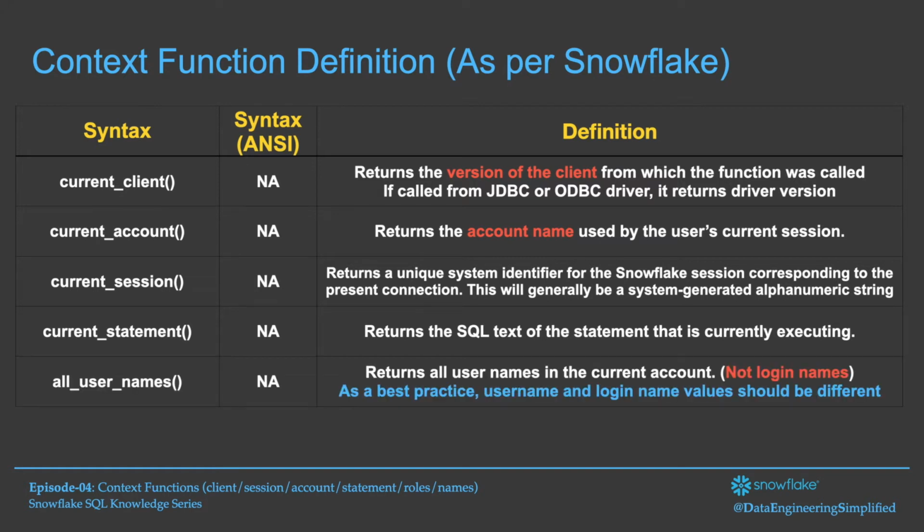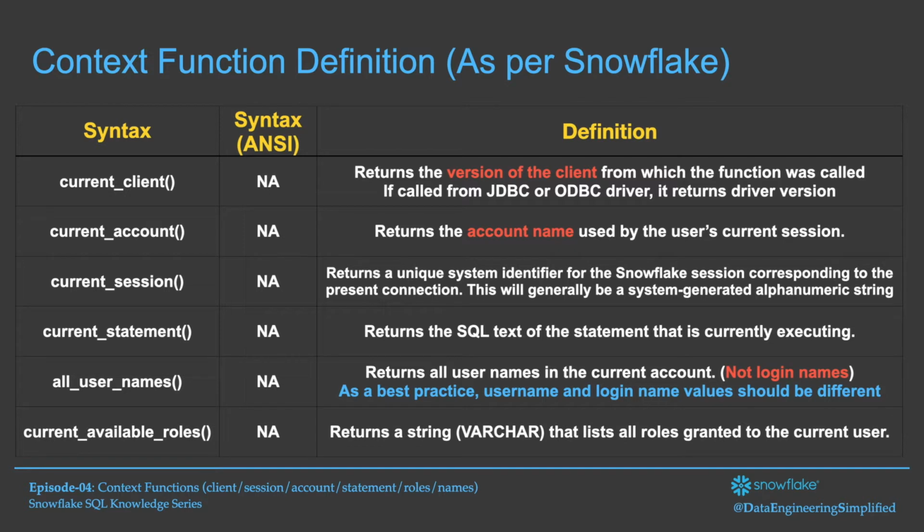All usernames. This function returns all usernames in the current account, not login names. Don't get confused with the login name. Login name might be different. So if you are working with Active Directory, your login name might be your Active Directory or your Microsoft 365 email address. As a best practice, Snowflake suggests that your username and login name values should be different, because all usernames can be executed by any user and it comes from your cloud service layer. And if I know your username, I can really lock your account by giving a wrong password 3 to 4 times, and we will see this in action.